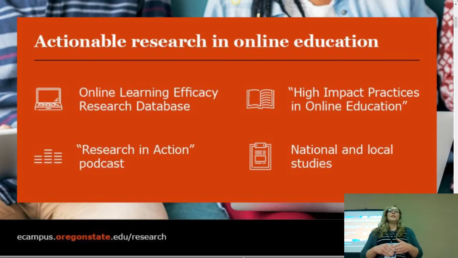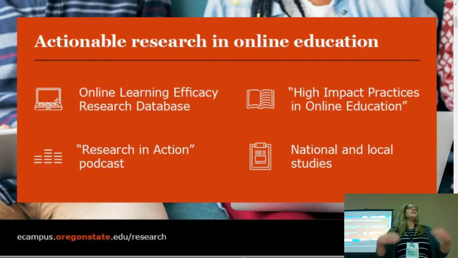Our goal is to do research about online education in higher ed, and we also try to promote research understanding within the field. We have multiple projects going on right now, but a few that might be interesting to you include our online learning efficacy research database. That's a database full of studies that compare learning outcomes based off of course modality, so face-to-face versus online and blended. You can search by field. For example, if you're an instructor in a particular field, you can search by that and find studies relevant to you.